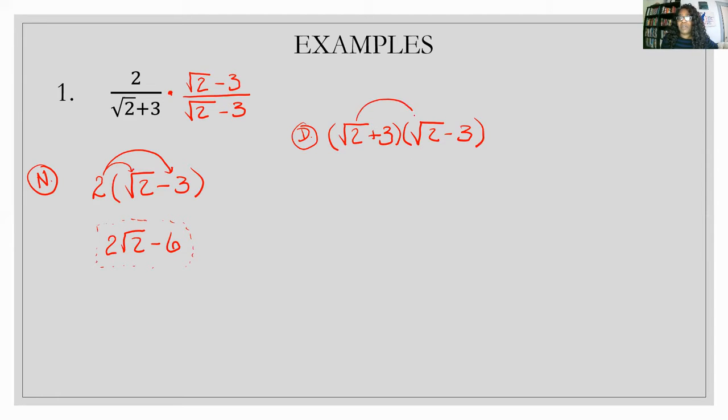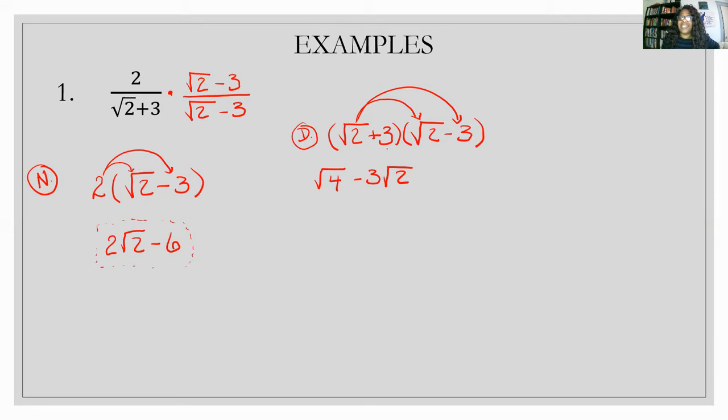So I have the square root of 2 times the square root of 2, and then the square root of 2 times negative 3. So square root of 2 times square root of 2 gives me the square root of 4, and square root of 2 times the negative 3 gives me minus 3 square root of 2. Remember, when you're multiplying a whole number and a radical, all you're doing is putting them together. They cannot intermix. All they can be is right side by side.